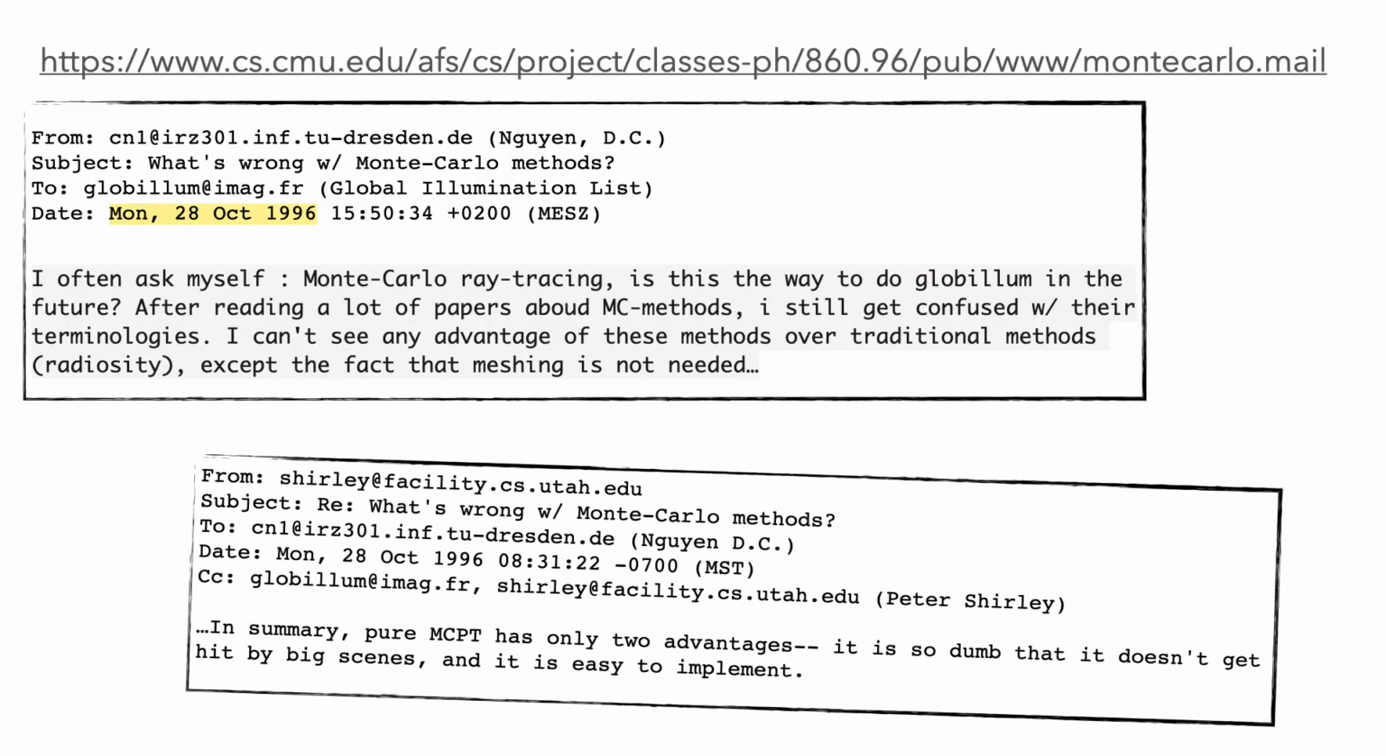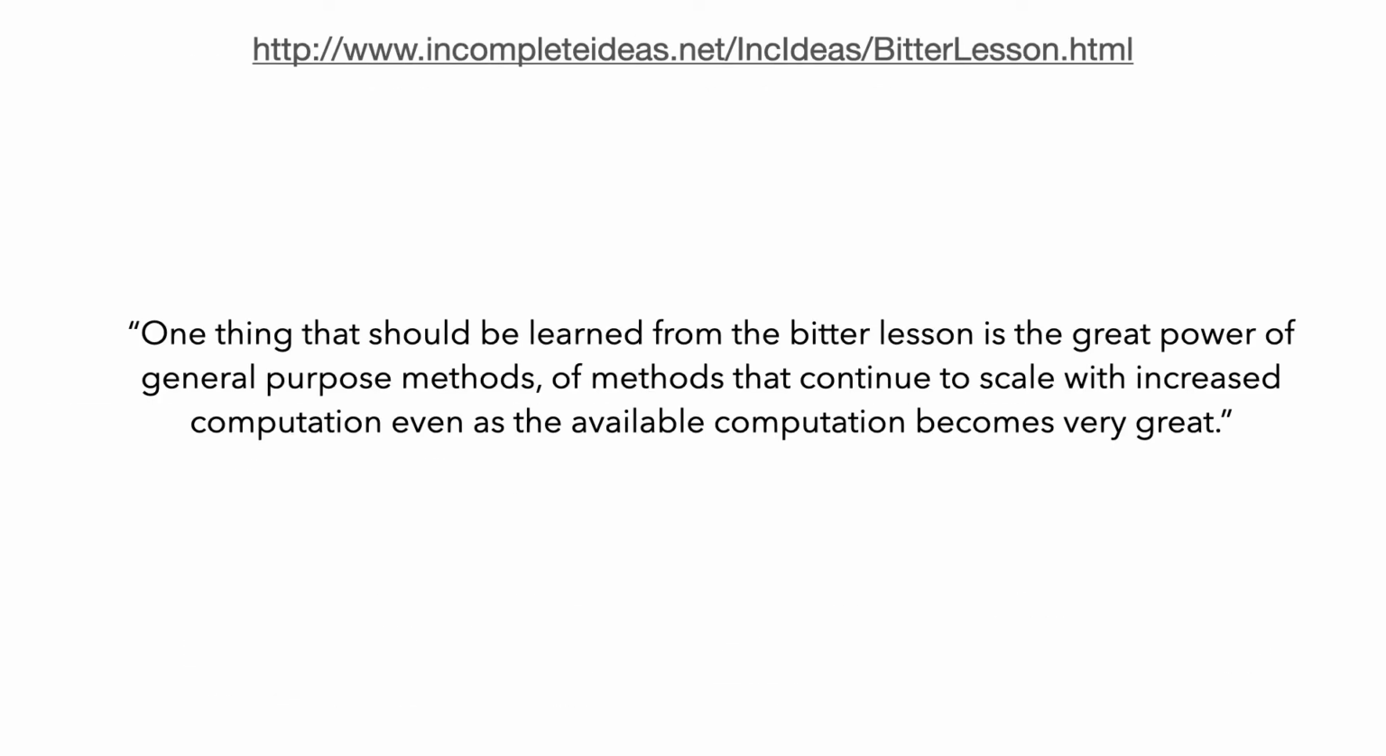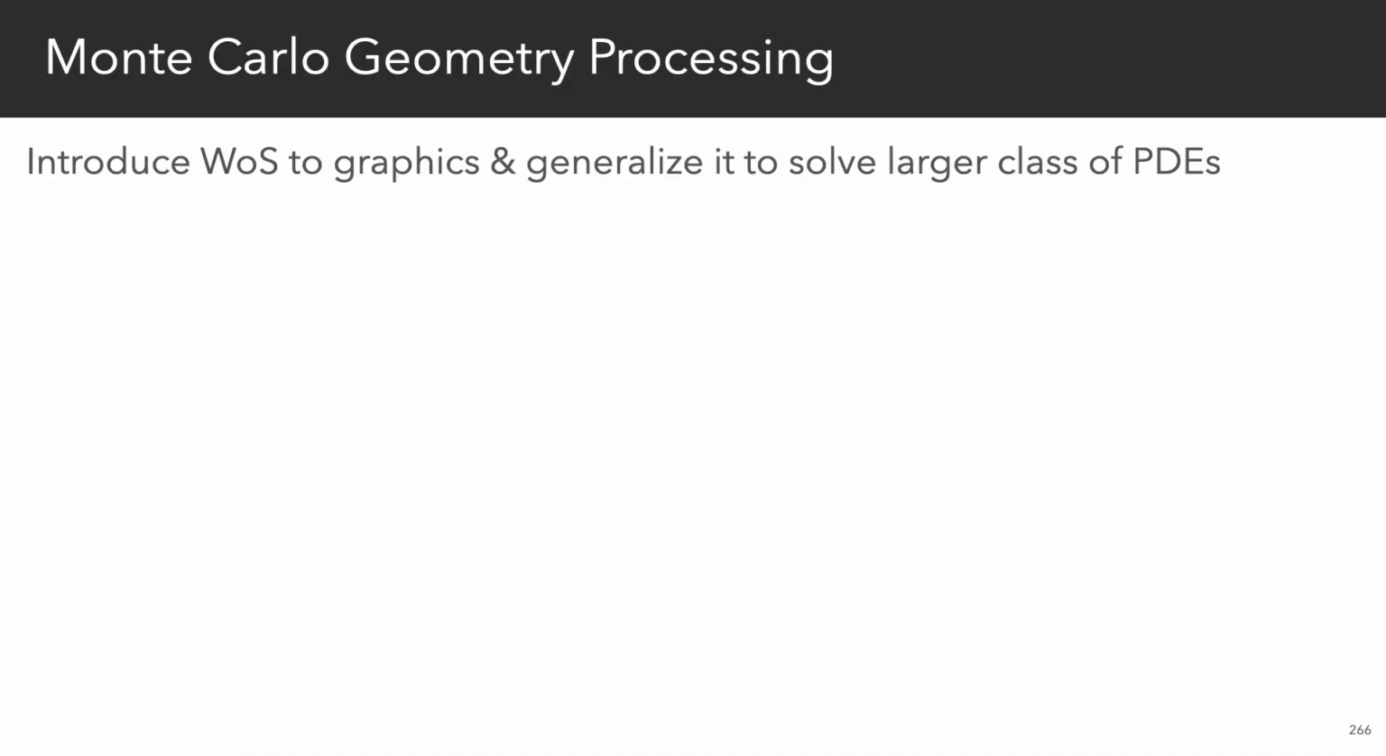But one response from Pete Shirley stands out. He says that Monte Carlo is so dumb that it doesn't get hit by big scenes, and he also adds that it's easy to implement. The simplicity of Monte Carlo methods is actually not just a convenience when it comes to implementation. It also sets these algorithms up to benefit from any future hardware or computing improvements, in line with Rich Sutton's famous Bitter Lesson, which says that we should try to develop methods which scale with computation, even as computation becomes very great.